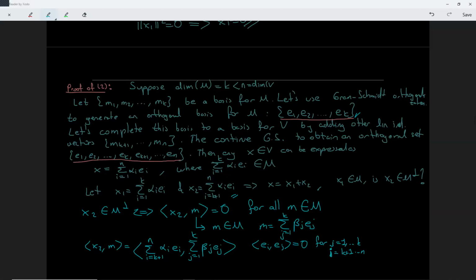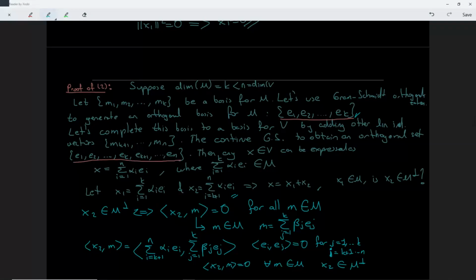Because they were orthogonal, right? So that pretty much completes the proof. I was able to show that the inner product of x2 and m is equal to 0 for all m in M, right? Which puts x2 in M orthogonal complement.